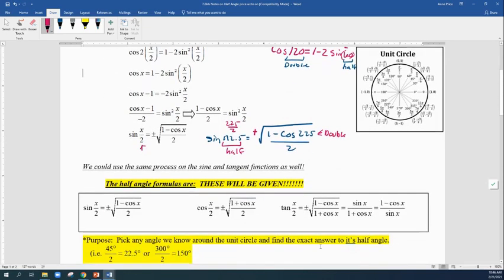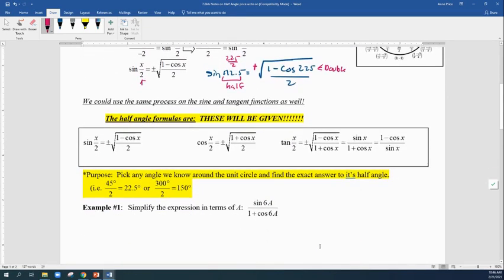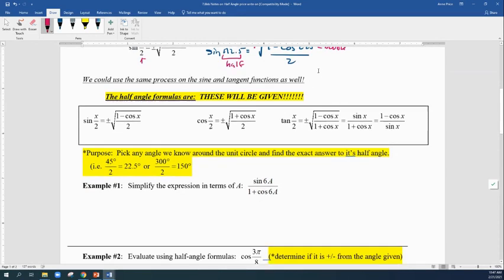All right, so let's go ahead and take a look at the formulas for these. You could use the same process here to find the sine and tangent angles as well, cosine half angle also. So half angle formulas will be given. You'll have your formula sheet already loaded up for you. So these are our formulas.